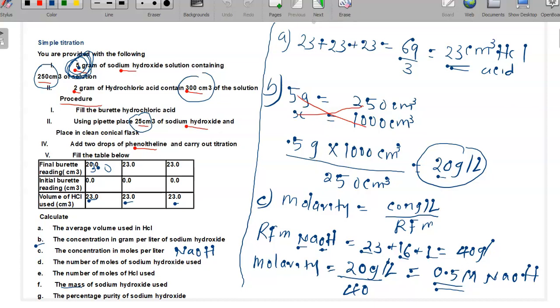Then question D is asking the number of moles. To get the number of moles, you have the molarity 0.5 of the sodium hydroxide is equal to moles over 1000, times the volume used, 25. You get the number of moles.